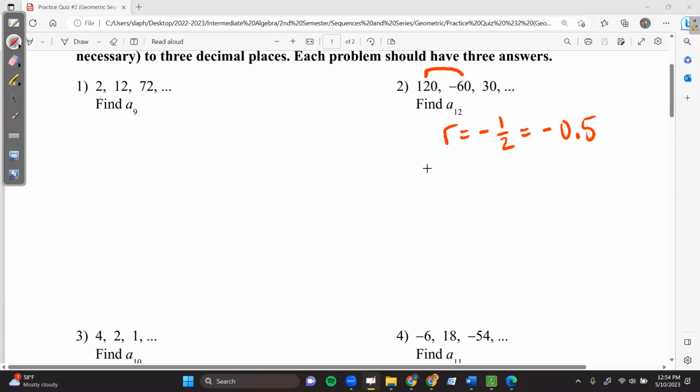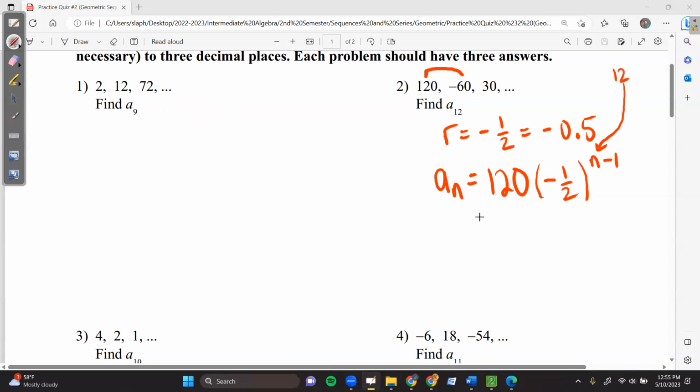For our explicit formula, of course, we're going to start with A sub n equals, and we're going to start with our first term, which is 120. And then we're going to do times, and you don't have to put a times sign if you use parentheses. So I'm just going to put times like this, and I'm going to put my R value in here. And then I'm going to put it to the power of n minus 1. And then the last thing I have to find is the 12th term in this case. So again, I'll draw a little arrow up here.